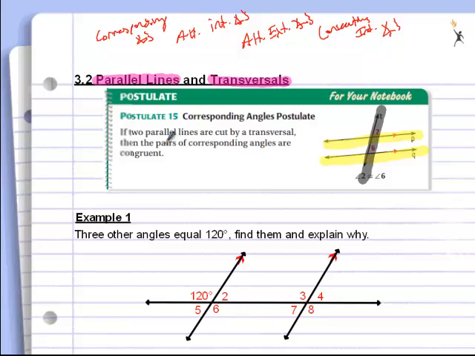Right below that, I want you to write this. Corresponding angles are congruent.